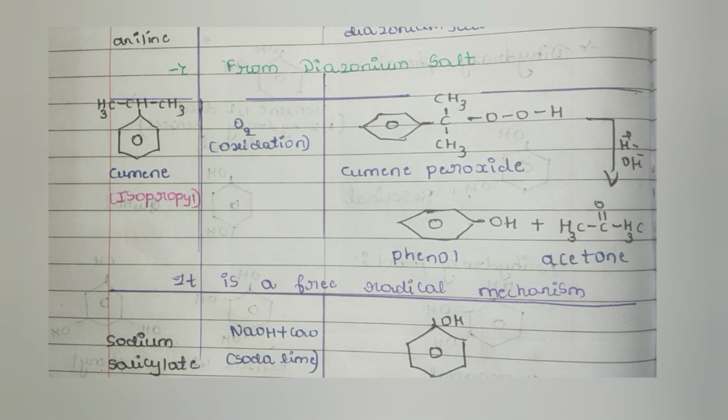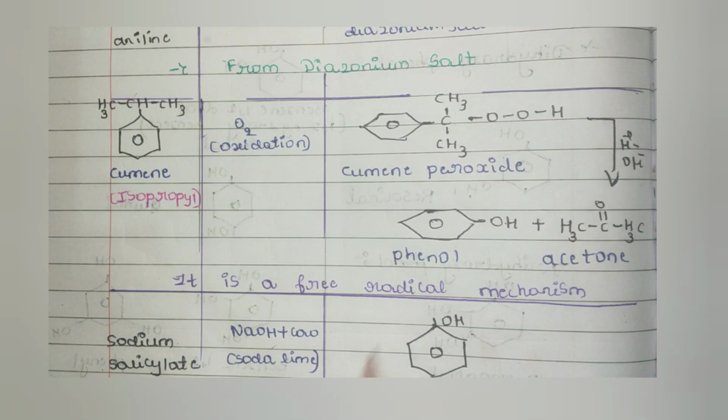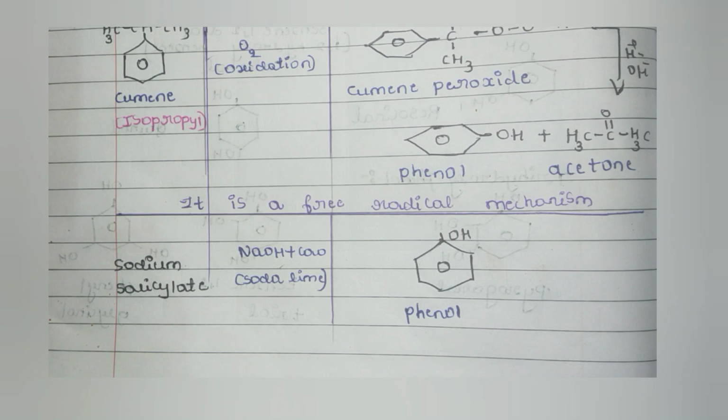When cumene is oxidized in the presence of atmospheric oxygen, it gives cumene hydroperoxide. On hydrolysis, it gives phenol. It is also called cumene hydroperoxide, and it involves a free radical mechanism. When sodium salicylate is treated with NaOH or CaO, that is sodium hydroxide or calcium oxide, commonly called soda lime, it gives phenol.